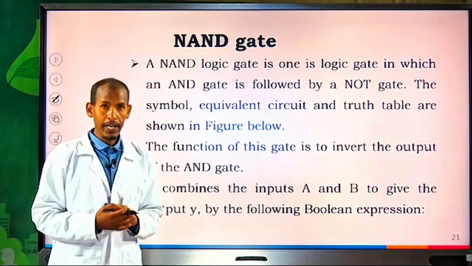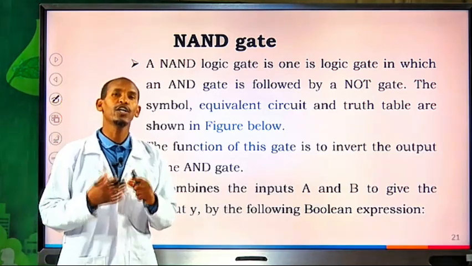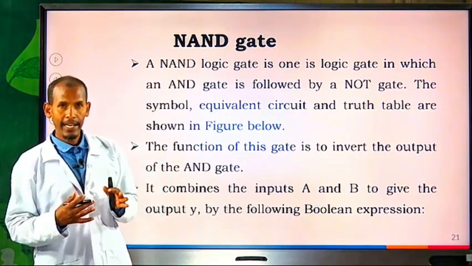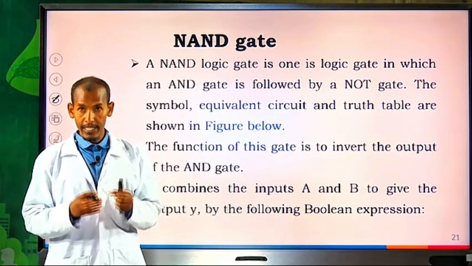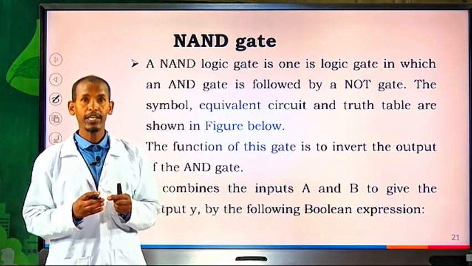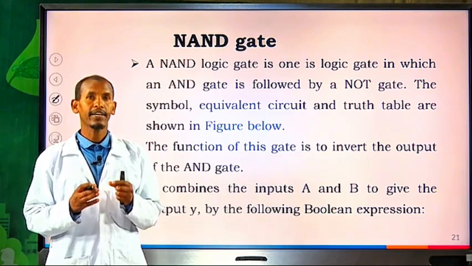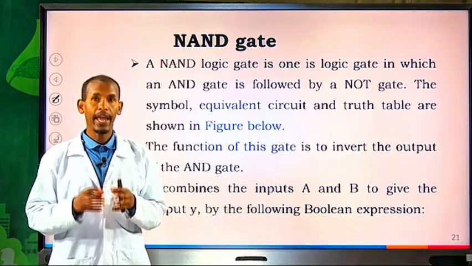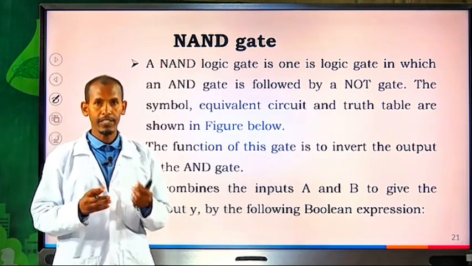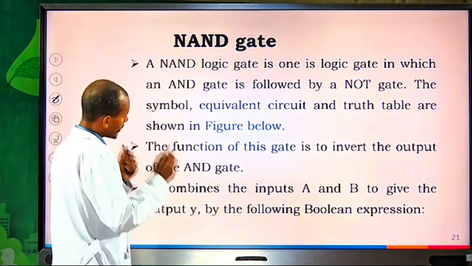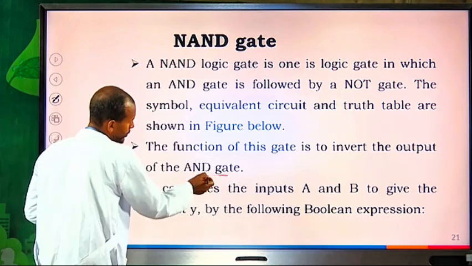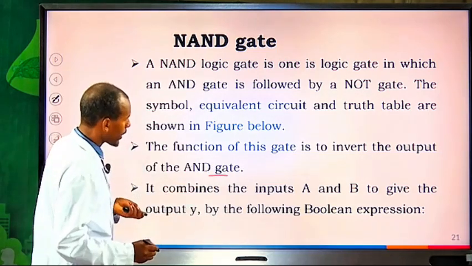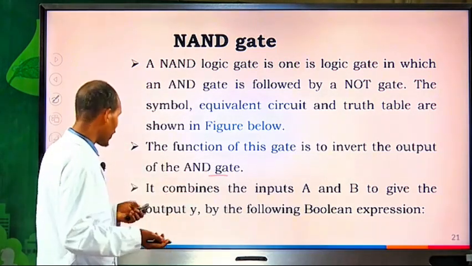And the second one is the NAND gate, or NOT AND gate. A NAND logic gate is a logic gate in which an AND gate is followed by a NOT gate. The symbol of this one is shown in the following figure, and it gives the result which is the reverse of the AND gate, or the inversion of the AND gate.